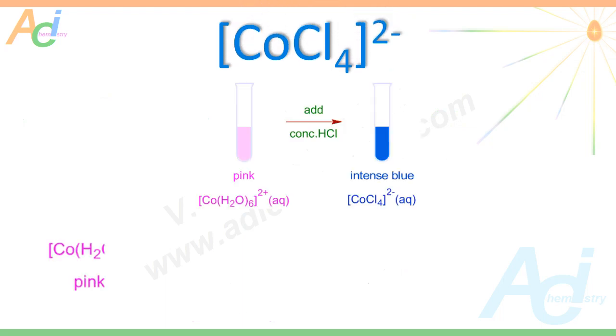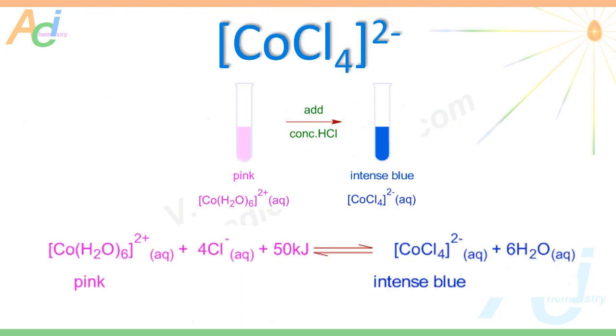For your kind information, I have shown the reaction that is occurring during the formation of cobalt tetrachloride 2- ion. So here the hexa-aquo cobalt, the pink colored complex, is converted to an intense blue colored cobalt tetrachloride 2- ion when added with the HCl. So it is an endothermic reaction.